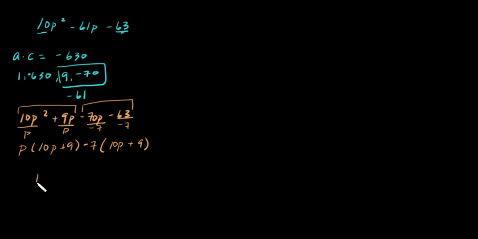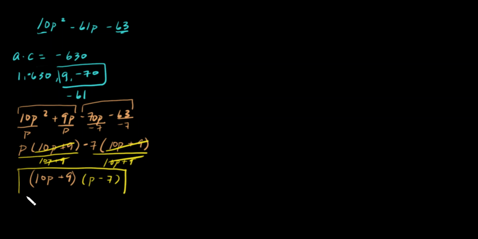So I'm going to factor out 10p plus 9. And remember, when I'm factoring something out, I'm dividing by 10p plus 9. And so the other factor is p minus 7. I did not have a GCF in the beginning, and that's my final answer.